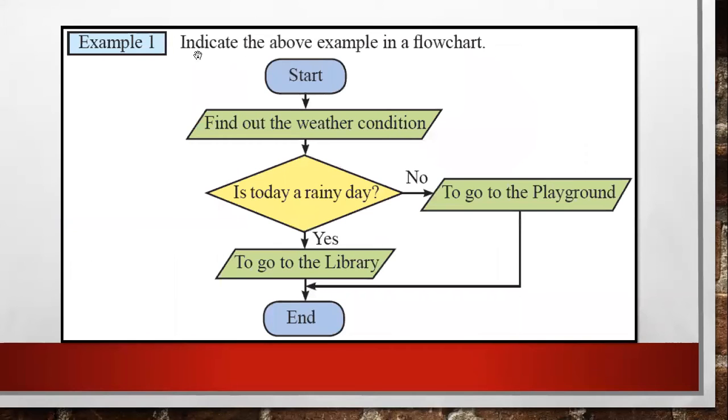Here, this indicates the above as a flowchart. Start, find out the weather condition. Then, is today a rainy day? If it is yes, go to the library. We take this output. If it is not raining, go to the playground. Then you can end the program like this.